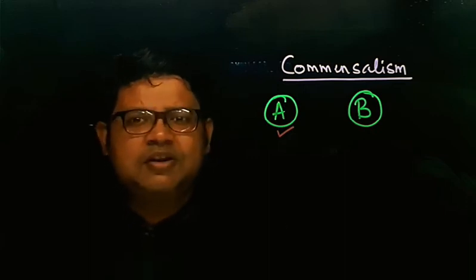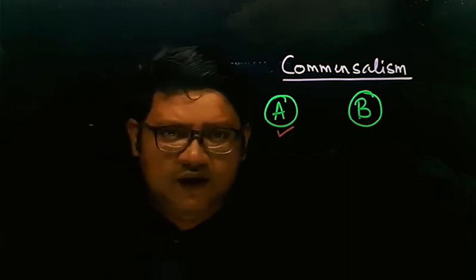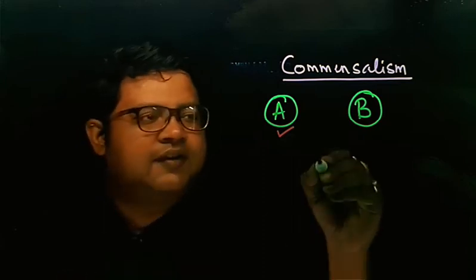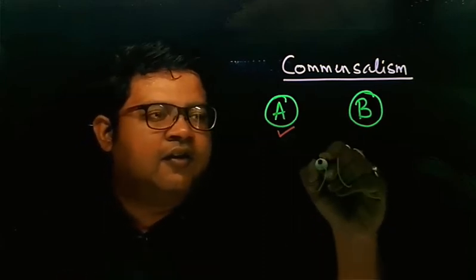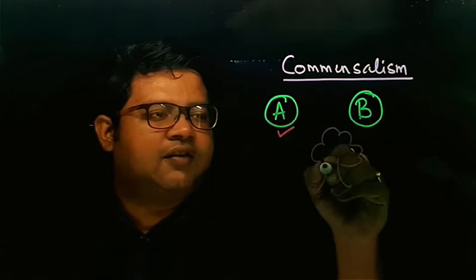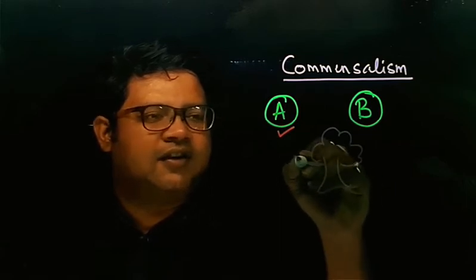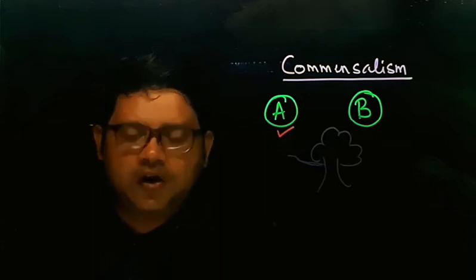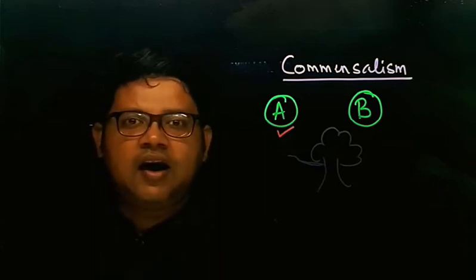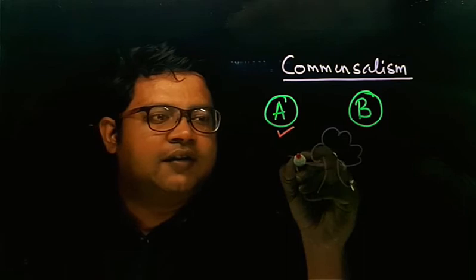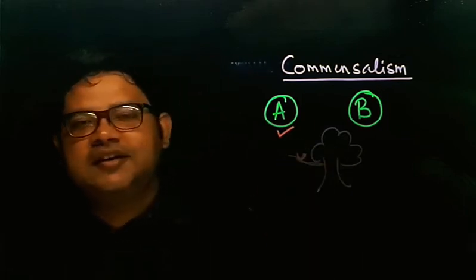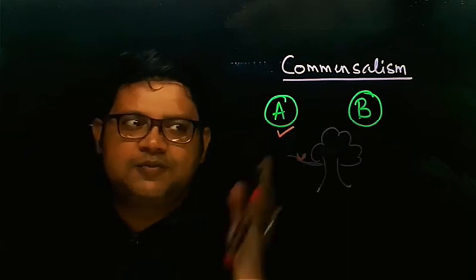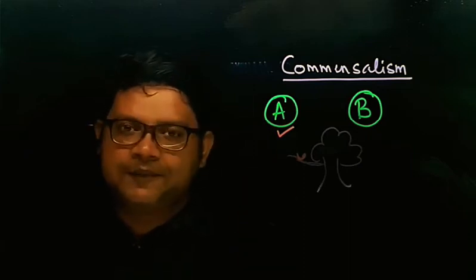So first I will give a very simple example. Let us assume this is a tree and these are the branches of the tree. And on the branch of the tree, a bird builds a nest. So on the branch of the tree, there is a nest which is built by the bird.